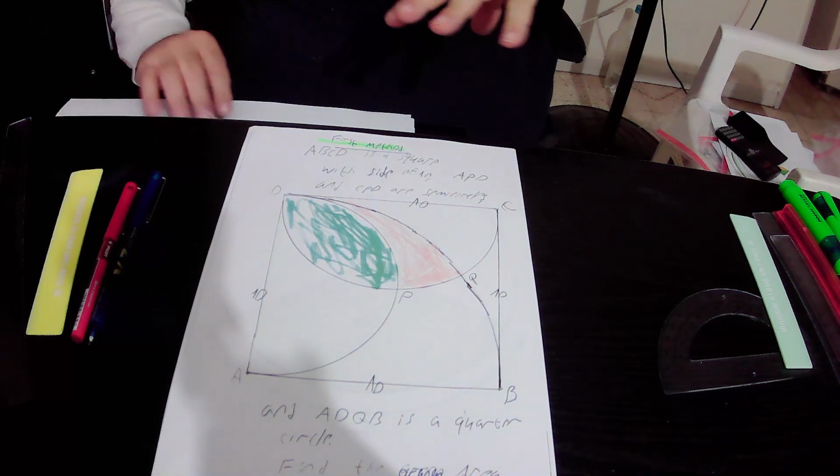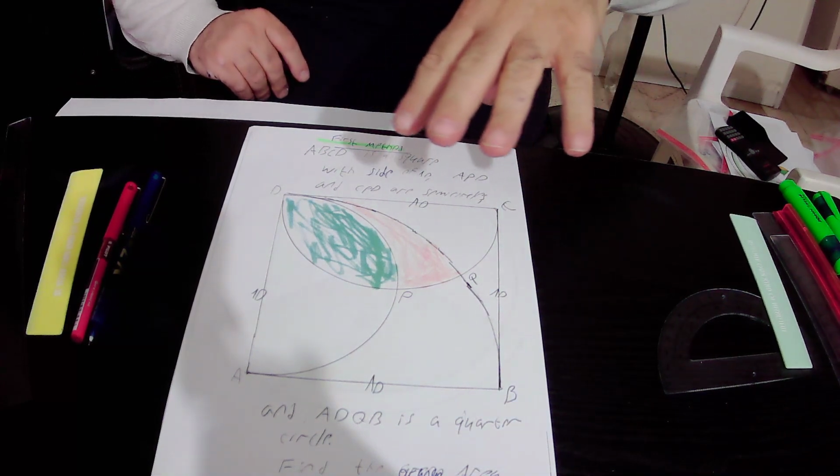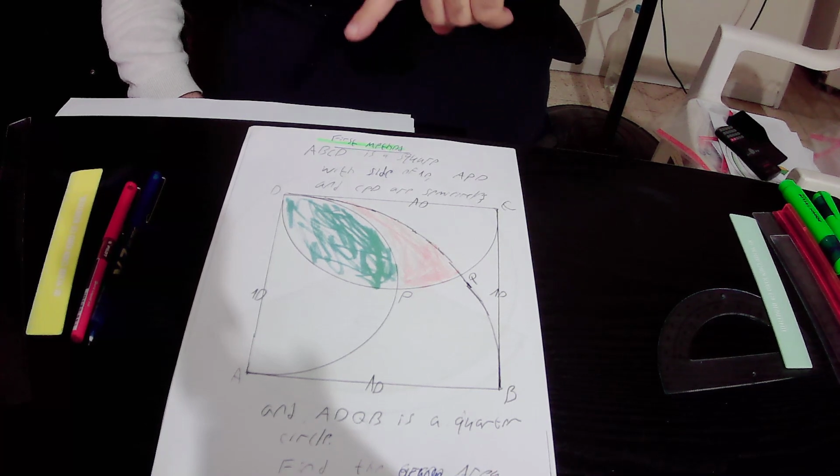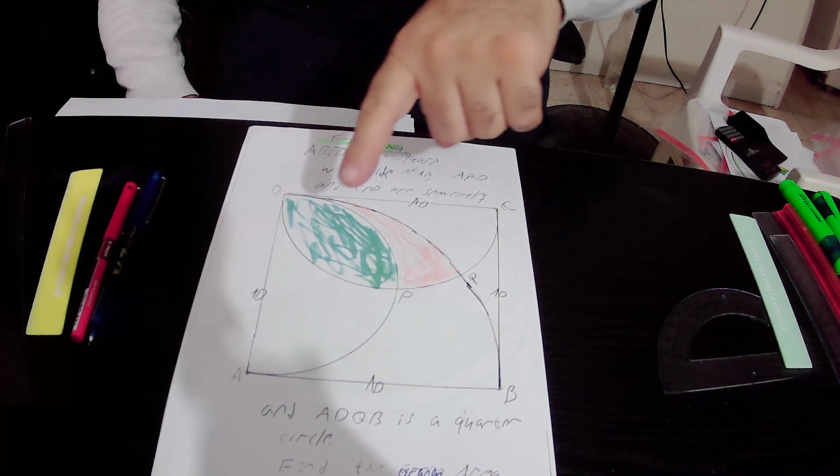Hello, in this lecture we'll find out the area of the orange shape using two different methods. In the drawing we have square ABCD. One side of square ABCD equals 10 units.